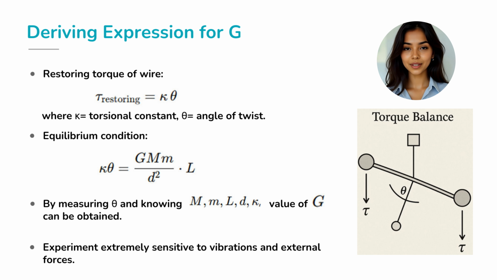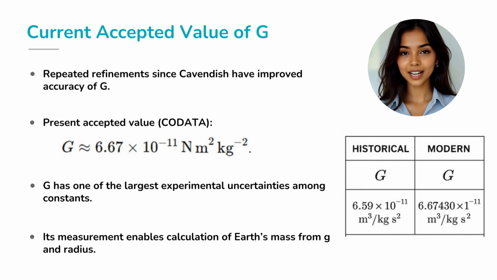In the diagram, notice how angle theta, bar length L, and distance d all play roles in calculating G. That's the genius of Cavendish's method, measuring a tiny twist to reveal the strength of gravity itself. Of course, Cavendish's measurement was just the beginning. Over the years, scientists have refined the experiment with better apparatus.